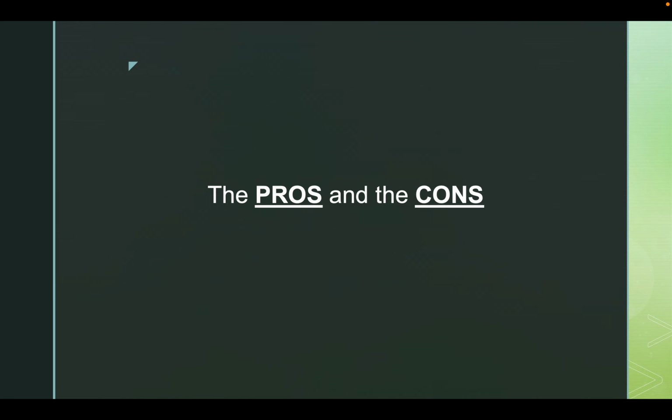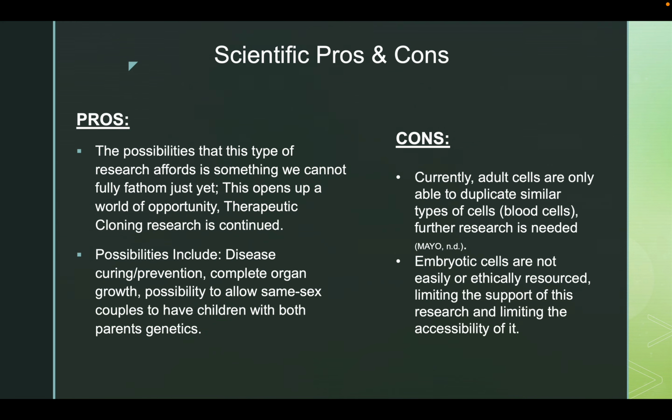So let's talk a little bit about the pros and the cons of this, because so far it sounds pretty good, right? So the scientific pros and cons here. The pros: the possibility this type of research affords is something we can't fully fathom just yet, because this opens up a world of opportunity. Therapeutic cloning research needs to be continued in order to fully realize its potential. But current possibilities that we know of include disease curing and prevention, complete organ growth, and the possibility to allow same-sex couples to have children with both parents' genetics, and that's just the tip of the iceberg.